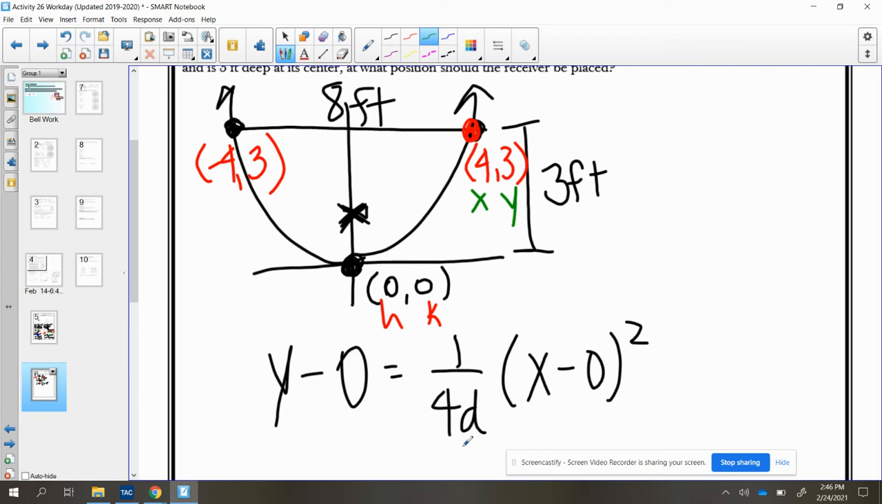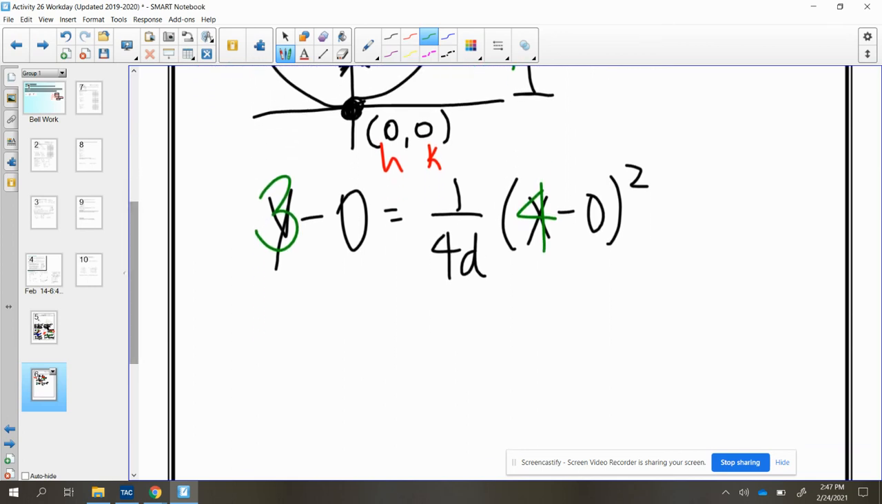And again, we could have really put the vertex and these points anywhere, as long as they kind of have that same 8 foot, 3 foot, because this distance should come out to be the same, but we're just making it as easy as possible on ourselves for simplifying. So that also being said, I'm going to use 4 and 3 because those are positive values. So we have 3 equals 1 over 4d times 4 minus 0 squared, which is 16.